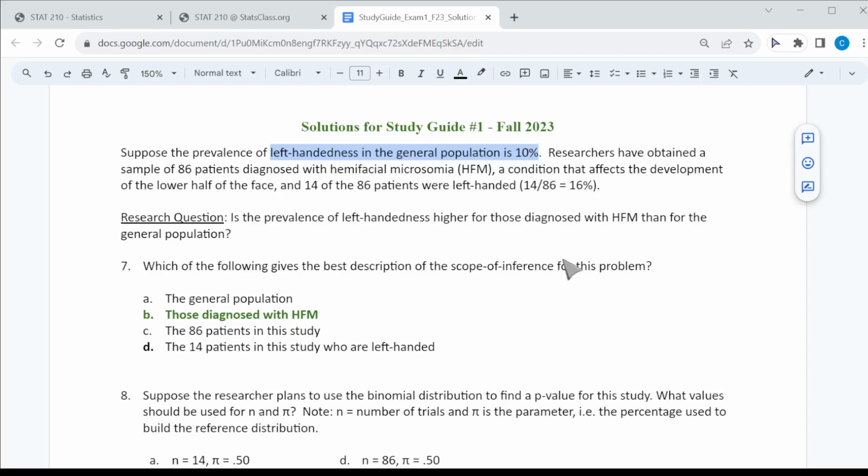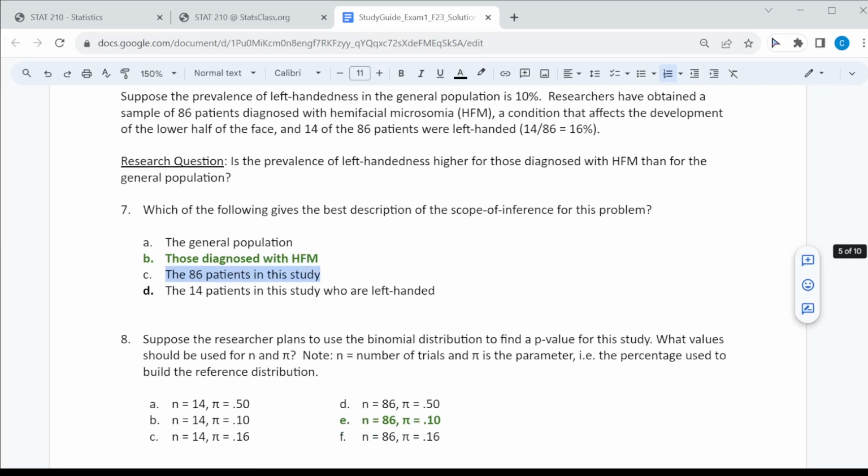Question number 7 says, what is the scope of inference? That is going to be those diagnosed with this condition, not the 86. I'm going to have some of you put down 86 here. That is the sample, the data that we collected. The scope of inference talks about who we are trying to make inferences or decisions about, and it's those with this HFM condition and their left-handedness rate. Okay, so C is not the right answer there, B is.